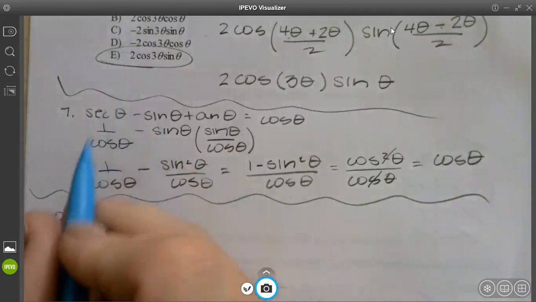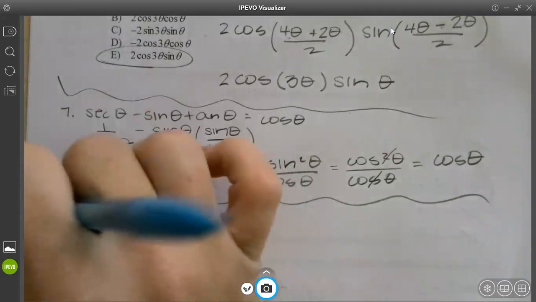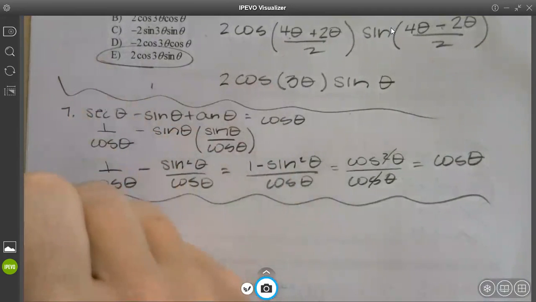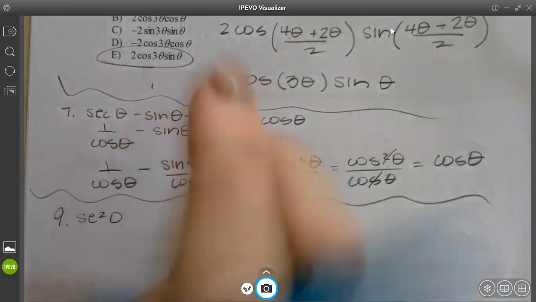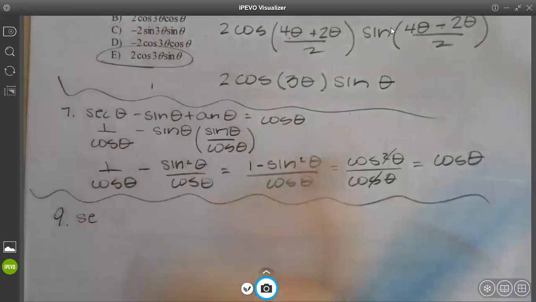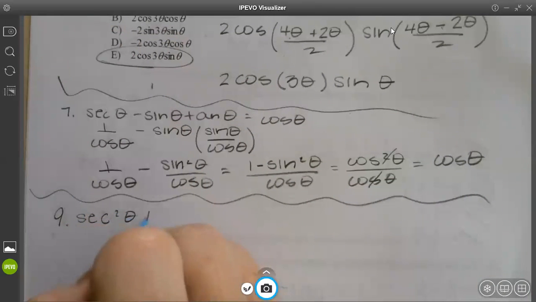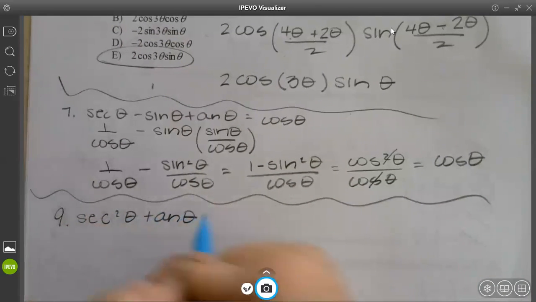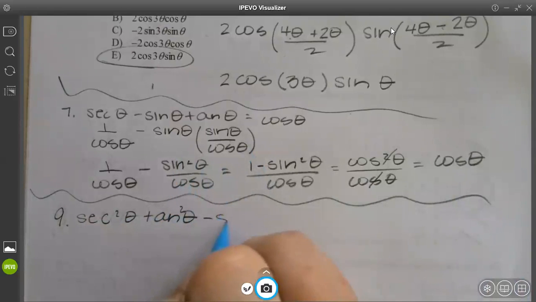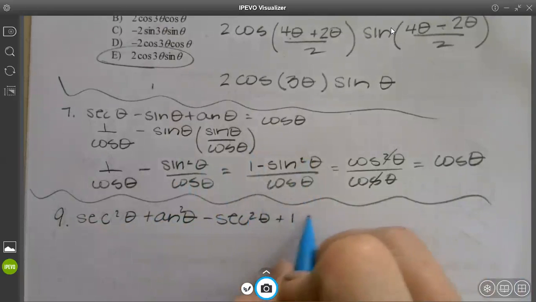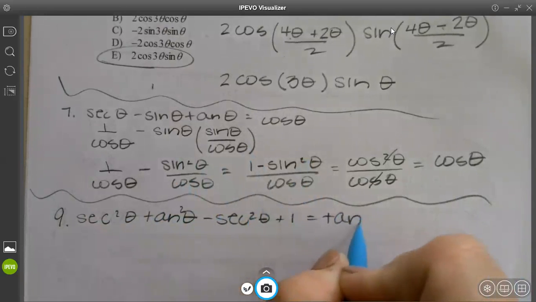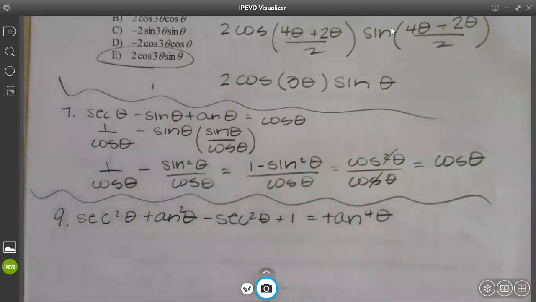Number 8. Let's do number 9 first. It's easier than 8. Number 9 is secant squared theta, tan squared theta minus secant squared theta plus 1. I was impressed with people that got this. You did a great job.